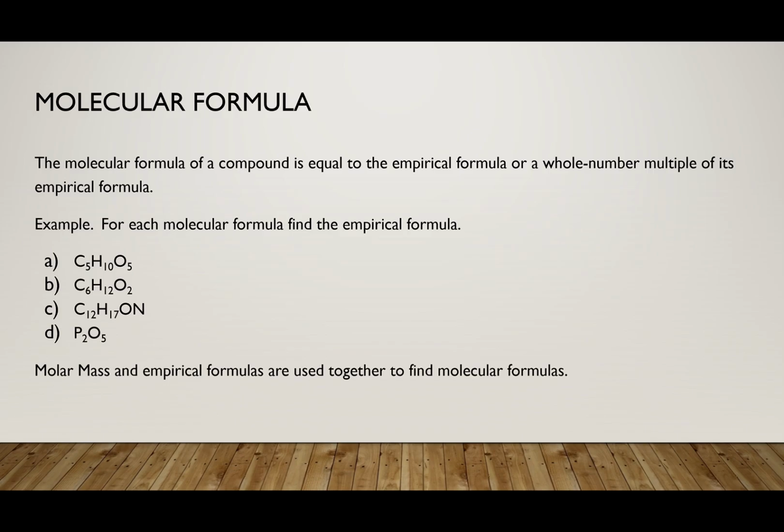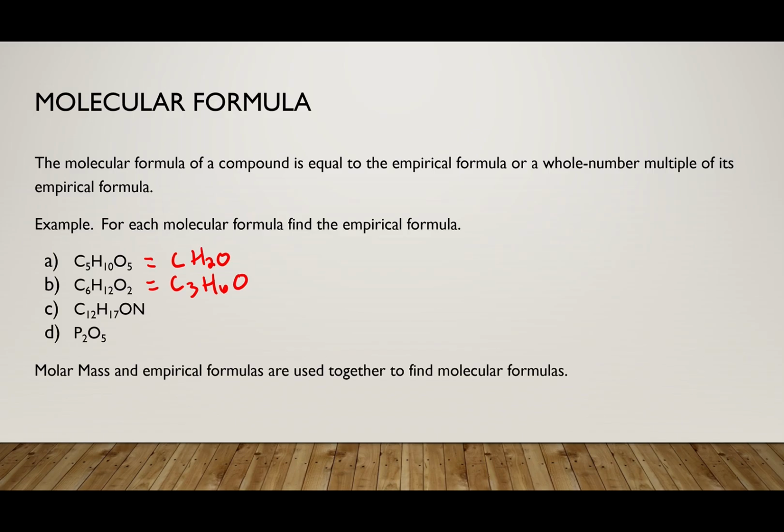Let's take a look at these examples to show the relationship between empirical and molecular formula. So in example A, our formula is C5H10O5. We can see here that we can actually reduce all of these by a factor of 5 and simplify it down to C1H2O1. This would be our empirical formula, whereas the original would be our molecular formula, because that is the true formula of it. In example B, C6H12O2 reduces down to C3H6O. So this one we reduce down by a factor of 2.